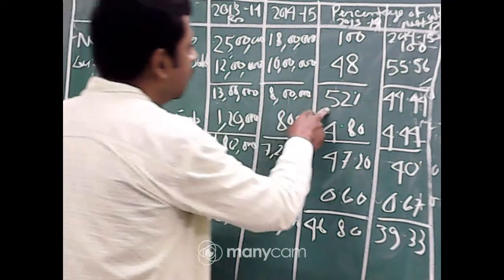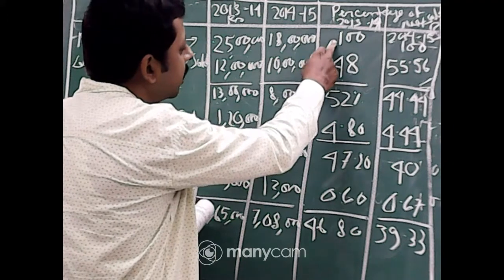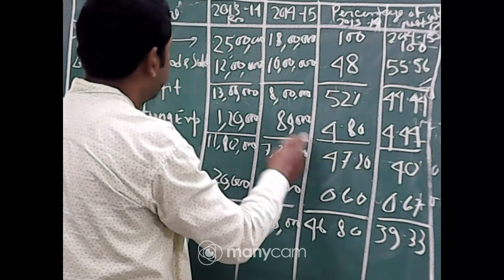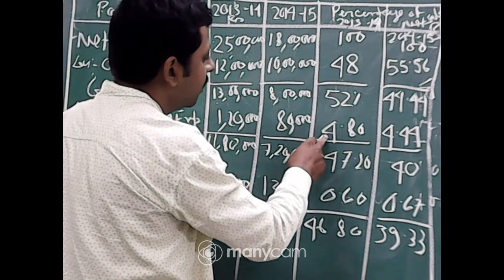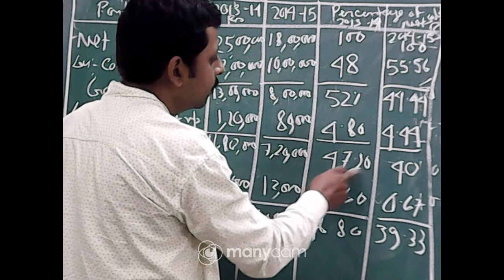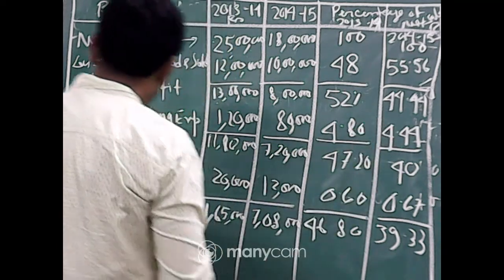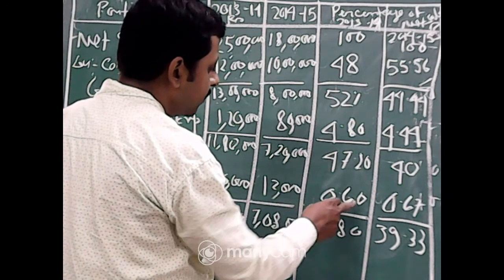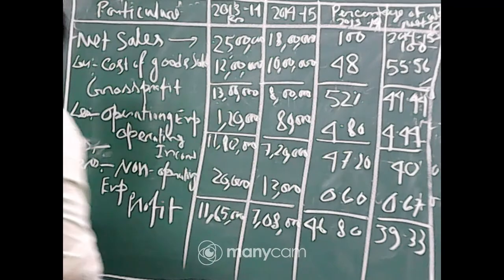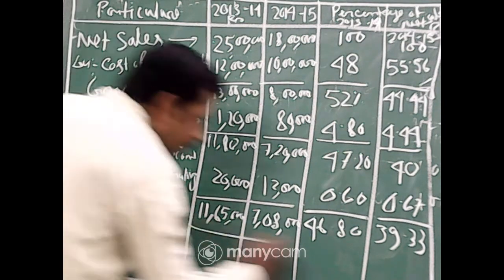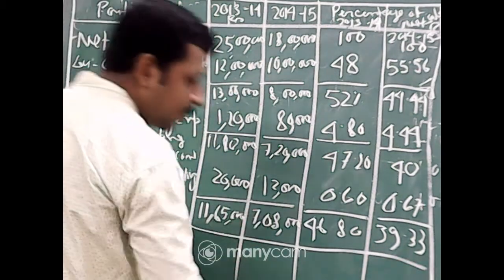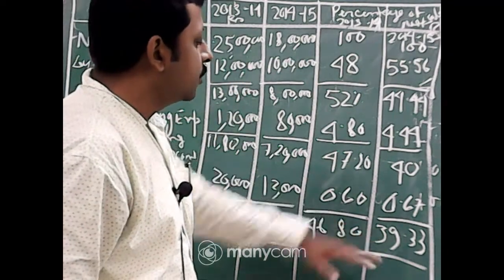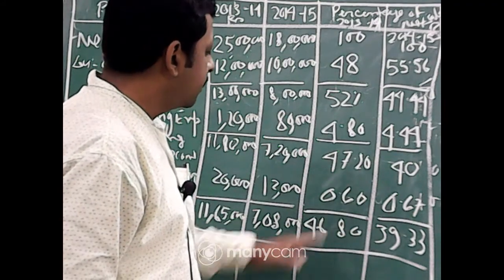You have deducted here, you have gross profit 52%. How? 100 minus 48, that is 52. Same way from there you deduct the operating expenses. So this is the percentage of operating expense, you deduct, comes 47.20. Here also you deduct. Now comes non-operating expenses. You deduct from operating income, that is 0.60, and net profit actually comes. Okay, so this is the percentage profit. So anybody can ask you what is the net profit percentage of this year. You can easily say that is 39.33%, and last year it is 46.80.